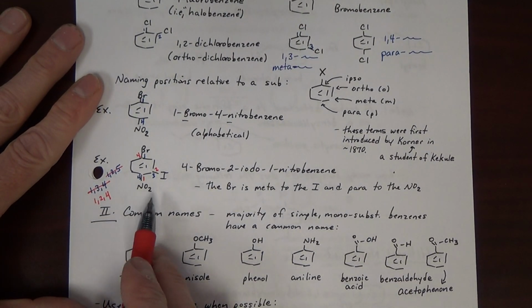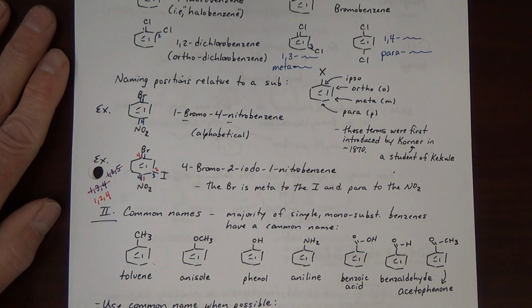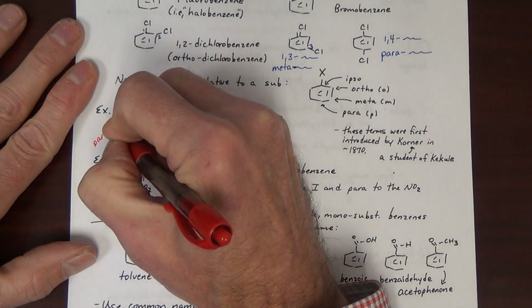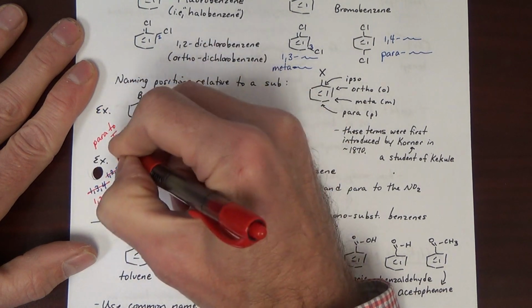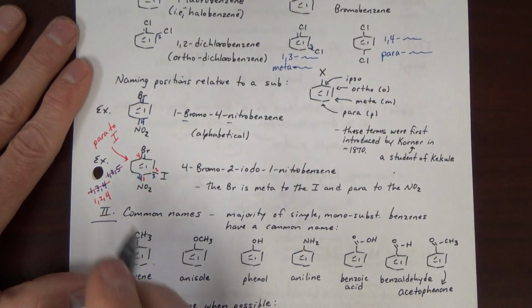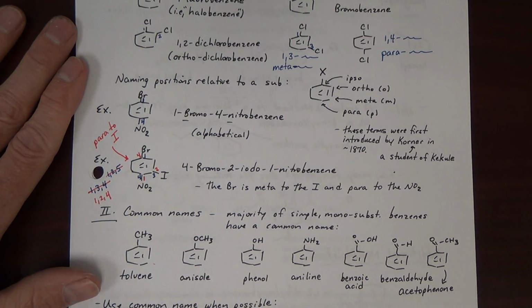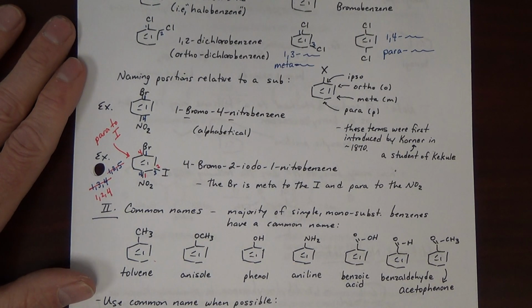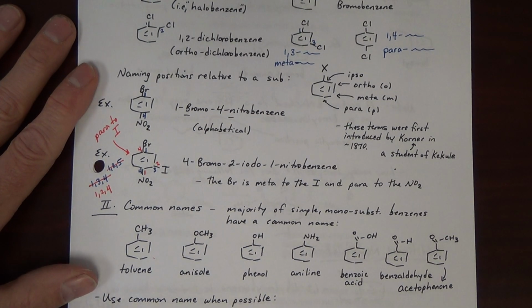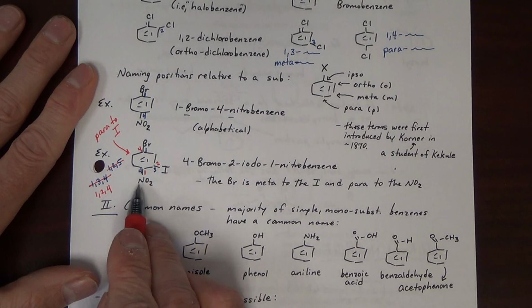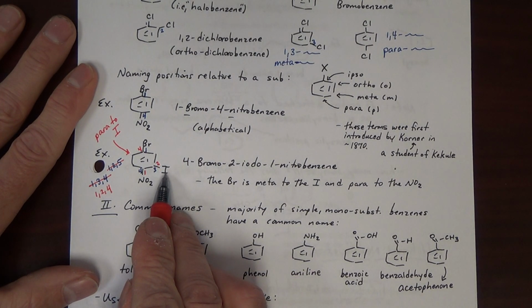Question: which carbon of the benzene ring is para to the iodine? Well, it would be that carbon there that's para to the iodine. Which substituent is ortho to the iodine? Well, again, that's straightforward. The nitro group is ortho to the iodine. The bromine is meta to the iodine.